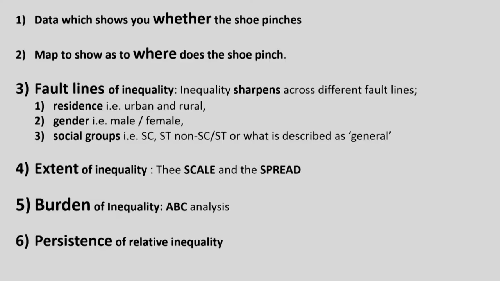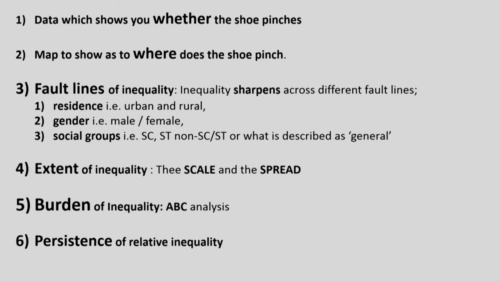The 2-3 points that are coming out of it: A, that inequality has different facets, it can be fairly stubborn, it occurs in clusters, it persists, it can be across various fault lines in the society: the rural, urban, the scheduled caste, scheduled tribe, non-SCST, women, men, and these inequalities compound. So, let us take a look at this pattern of inequality. I will just take you to an interesting slide which will dwell a little more on inequalities.